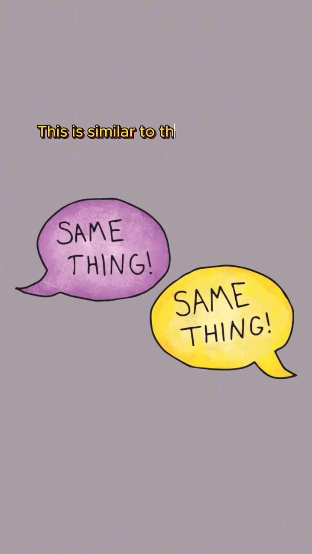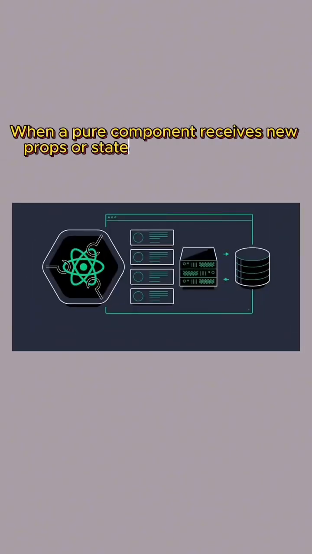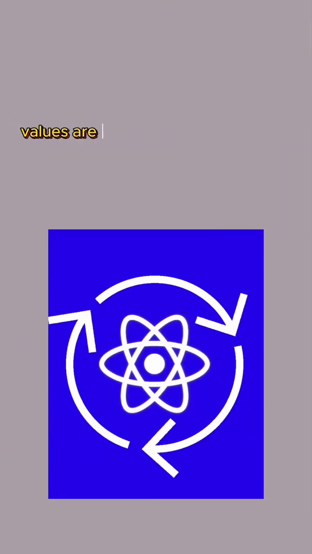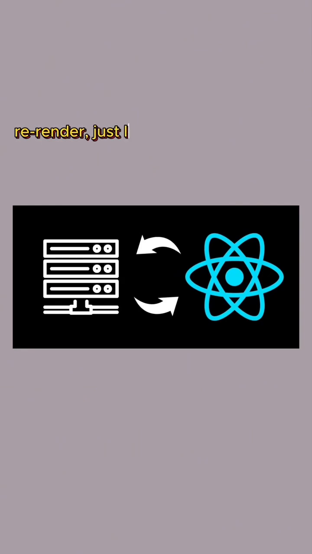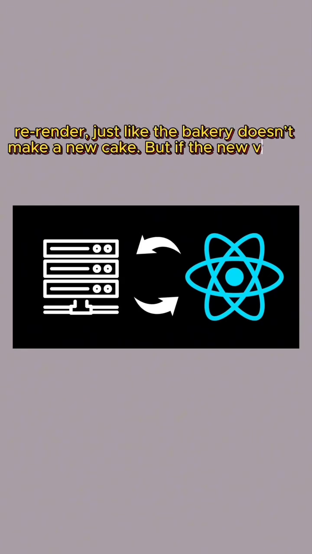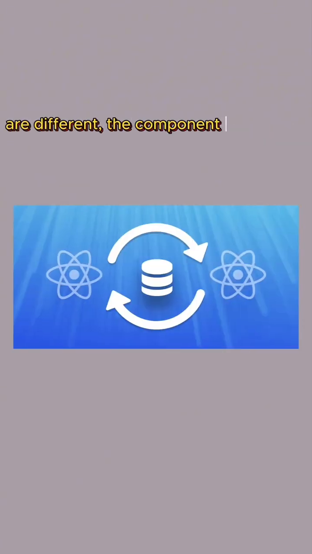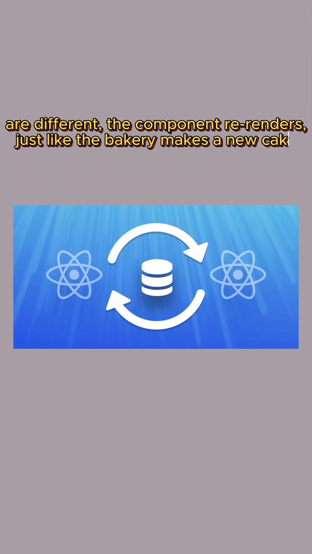This is similar to the way a pure component works in React. When a pure component receives new props or state, it checks if the new values are the same as the previous ones. If they are, the component doesn't re-render, just like the bakery doesn't make a new cake. But if the new values are different, the component re-renders, just like the bakery makes a new cake.